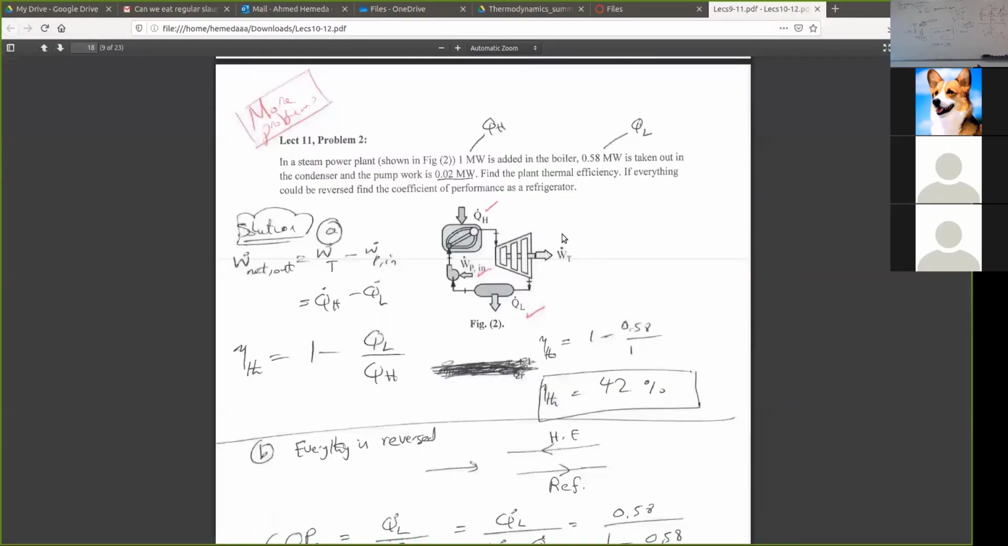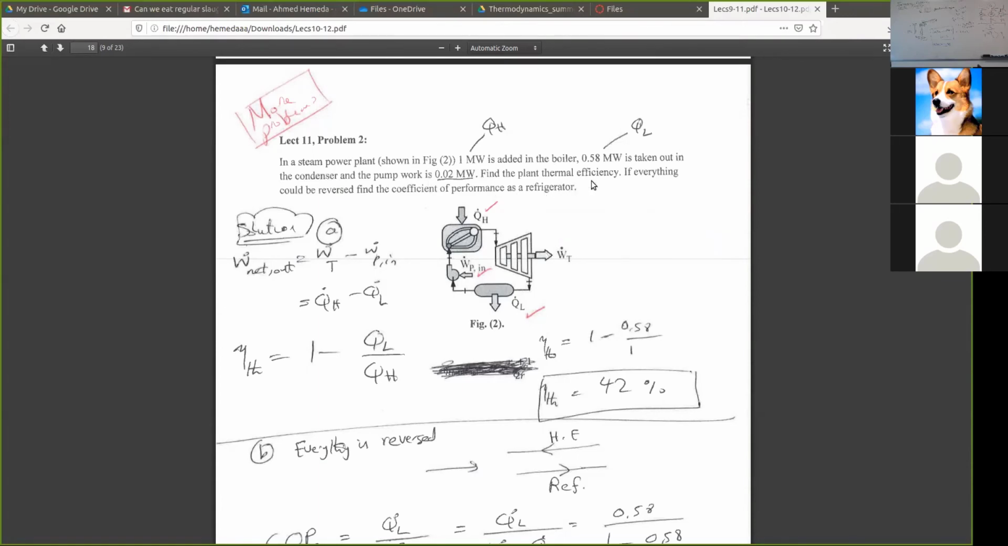It says, in a steam power plant shown in figure 2, 1 megawatt is added to the boiler. This is Q high. 0.58 megawatt is taken out, meaning Q low, rejected, dumped out. Remember these words because you will see them in the quiz as well. The pump work is part of the work that drives the pump, and the rest is taken out as W net out. The W dot turbine is the bigger one; some goes to the pump, the rest to net out.